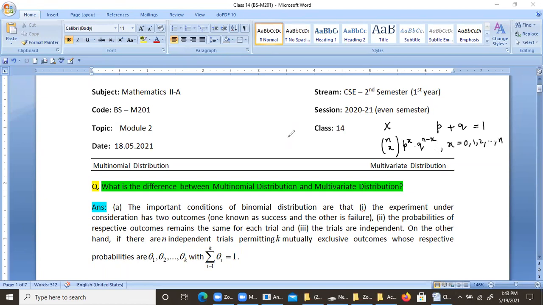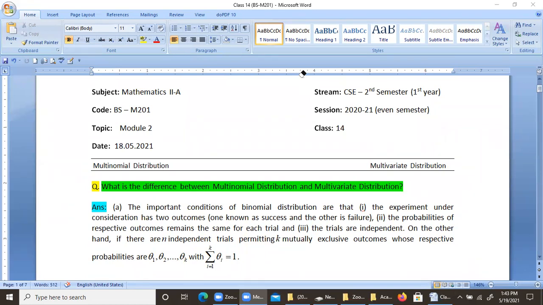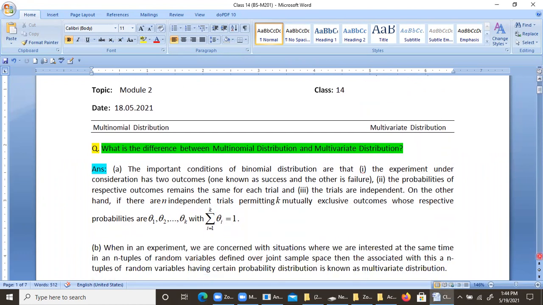But on the other hand, suppose we are repeating a trial n times, and in such a case k mutually exclusive outcomes appear. In the binomial case, we had only two outcomes possible. Now I am generalizing the fact to k outcomes. Then if each of these k outcomes has respective probabilities θ1, θ2, up to θk, so that the total probability is 1.